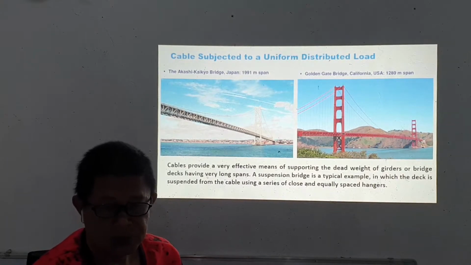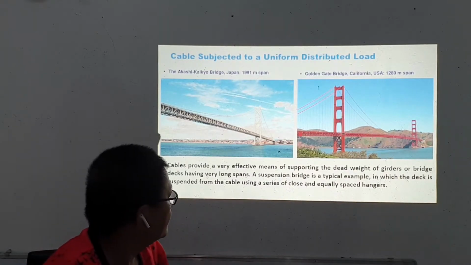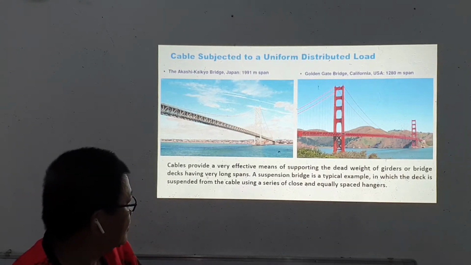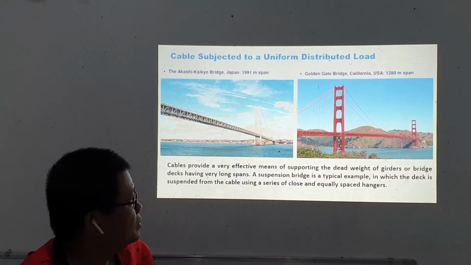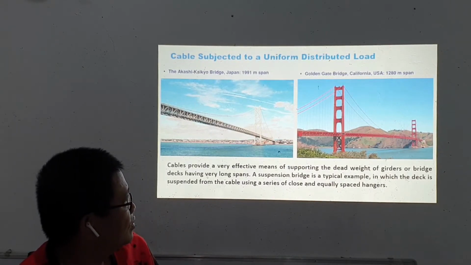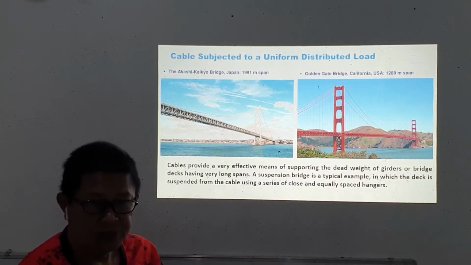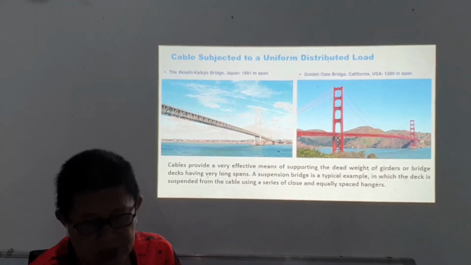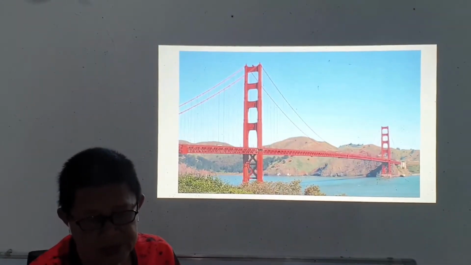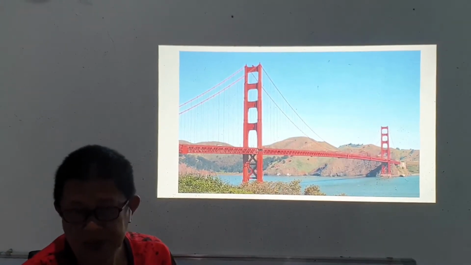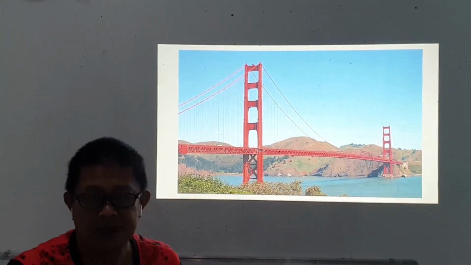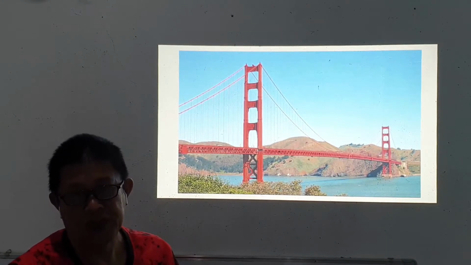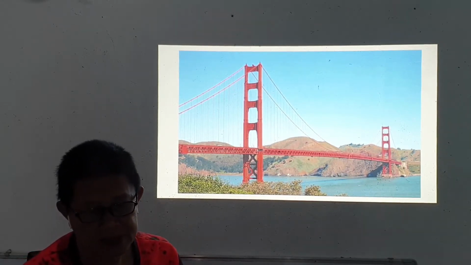Oftentimes, because the bridge is quite costly, these suspension bridges are quite special, covering or spanning very long distances. Worldwide, presently, it is the bridge in Japan which holds the record for the longest span bridge.